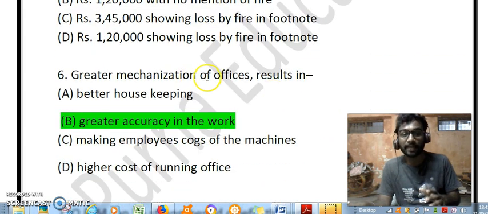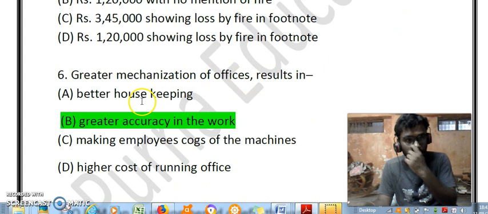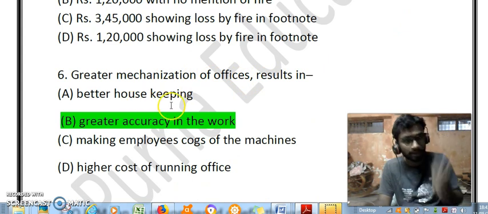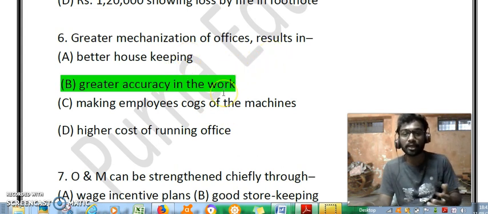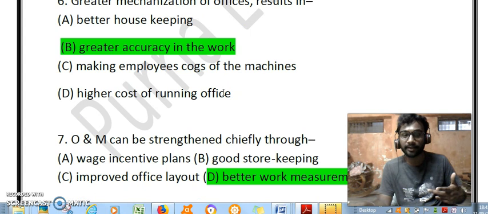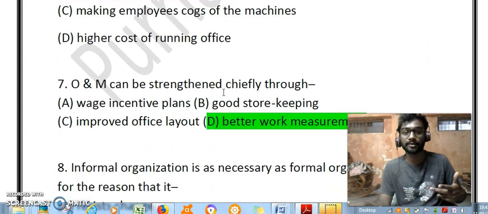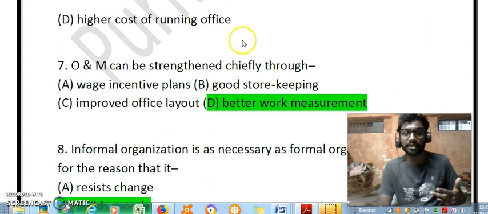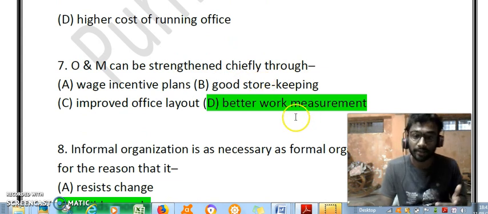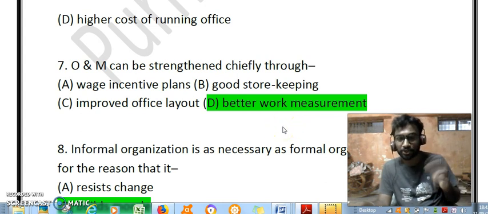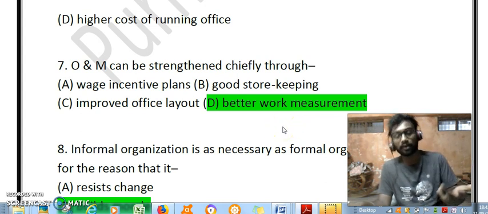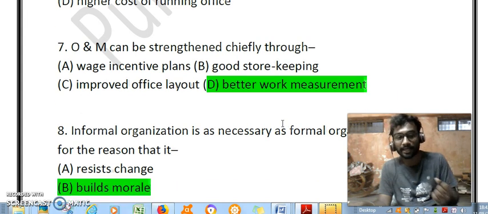Next, greater mechanization of offices results in. Greater mechanization speaks about better housekeeping, greater accuracy in the work. In order to increase the accuracy in the work, greater mechanization will take place. Office management can be strengthened chiefly through better work measurement, so that the employees or the laborers, whether in production or office, will work properly.